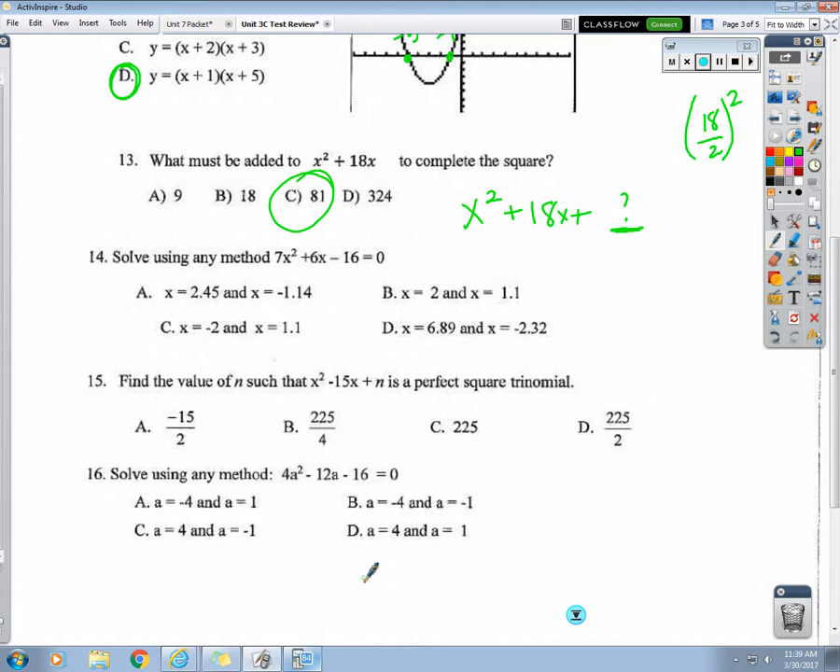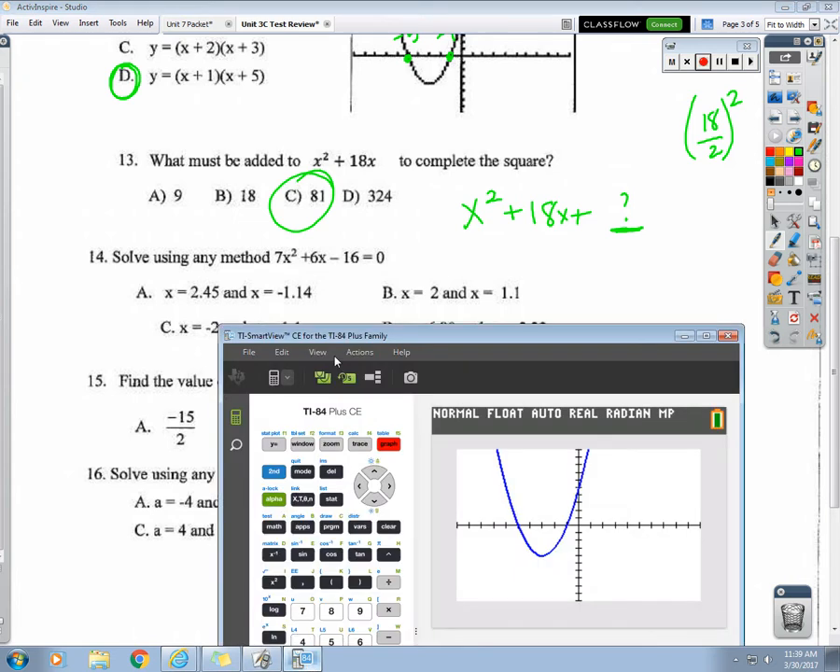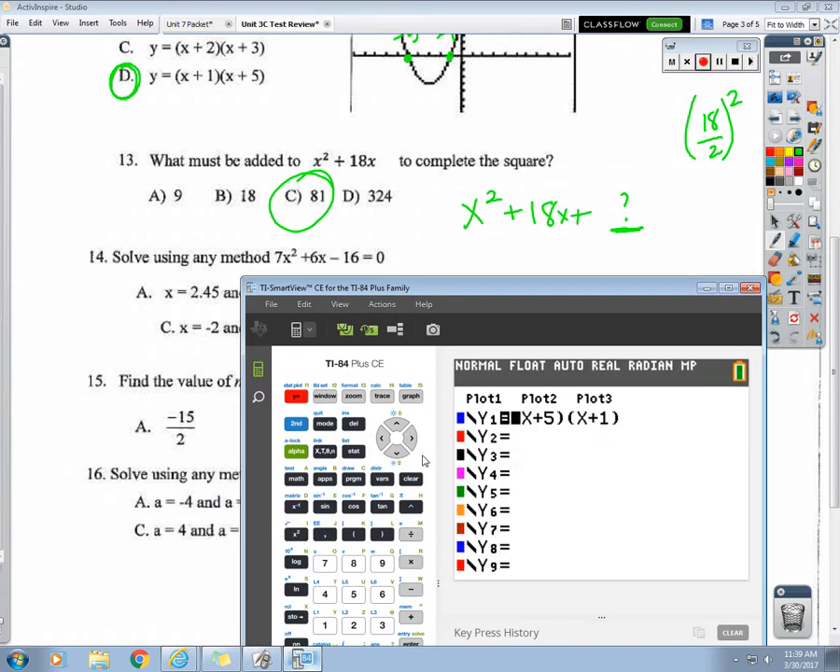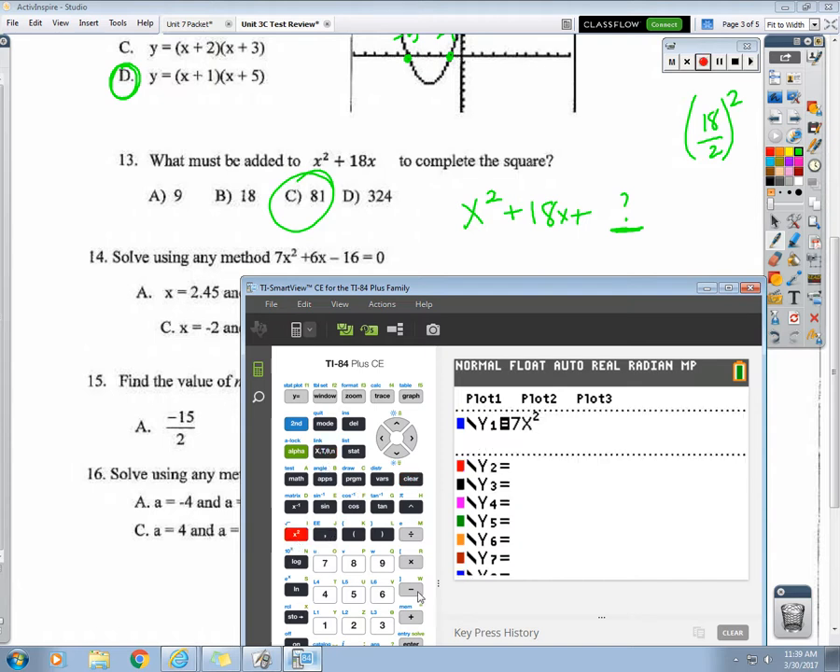Number 14. It says solve using any method. It's a trinomial set equals 0. So what method would you try first? I would graph it first. You can quadratic formula, but that's going to take you a lot longer than graphing it, so let's graph it first. Y equals 7x squared plus 6x minus 16.